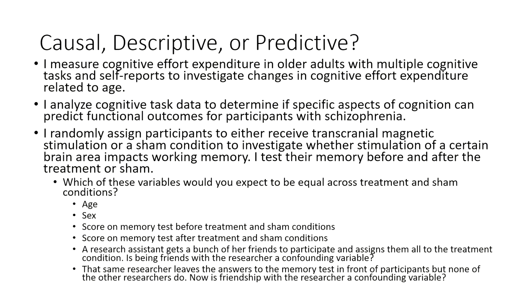To take it one step further and change the question, say that the same researcher who assigned all her friends to the treatment group also leaves the answers to the memory test in front of participants, and none of the other researchers do that. Now, being friends with this researcher has both caused you to be in the treatment group, and it has probably caused you to have a higher score on that post-memory test because you have the answers right in front of you. So now friendship with the researcher could be considered a confounding variable because it's causing both.